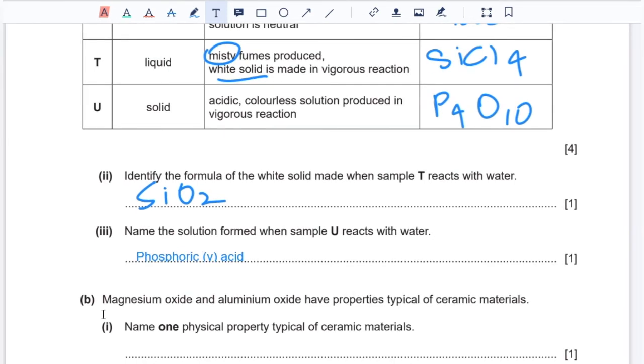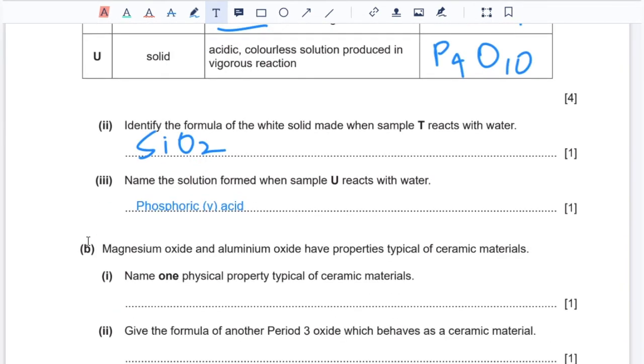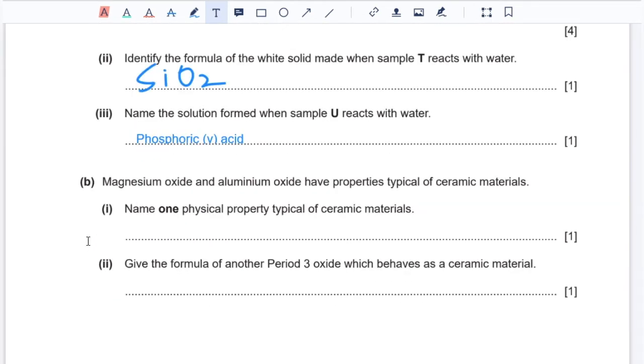B. Magnesium oxide and aluminum oxide have properties typical of ceramic metals. 1. Name one physical property typical of ceramic metals. Oh, they've got very high melting points. 2. Give the formula of another period 3 oxide which behaves as a ceramic material, and you could use silicon oxide as an example over here.